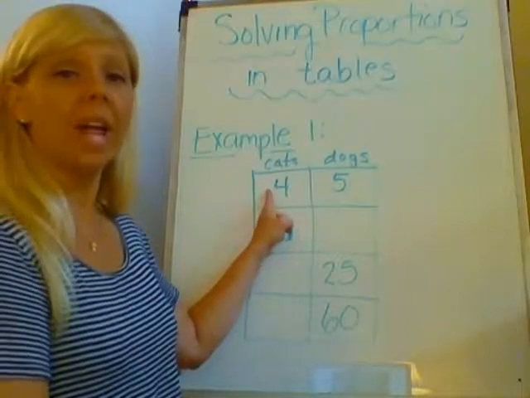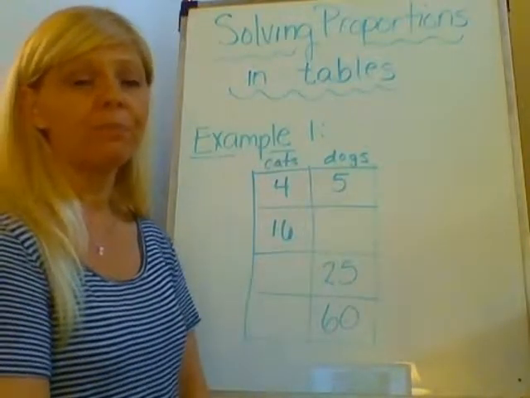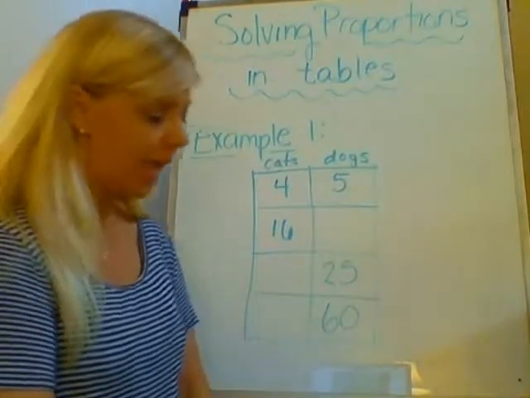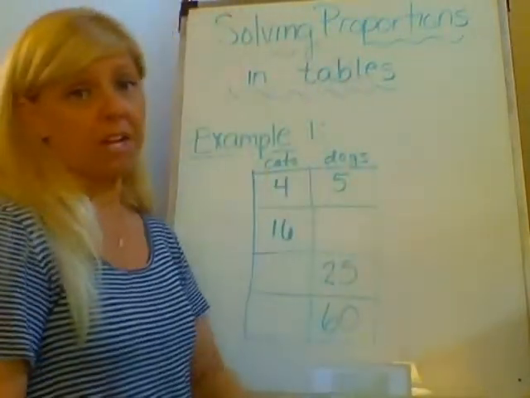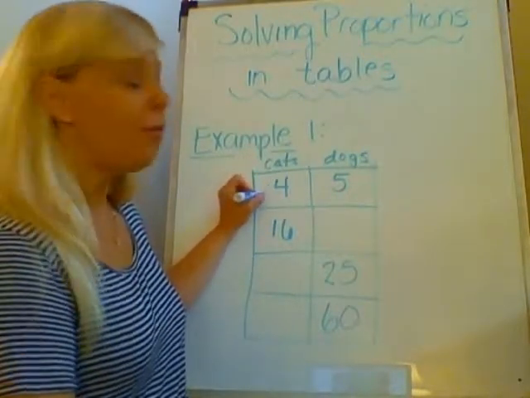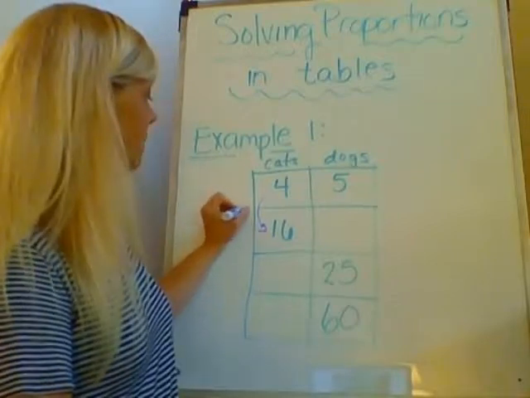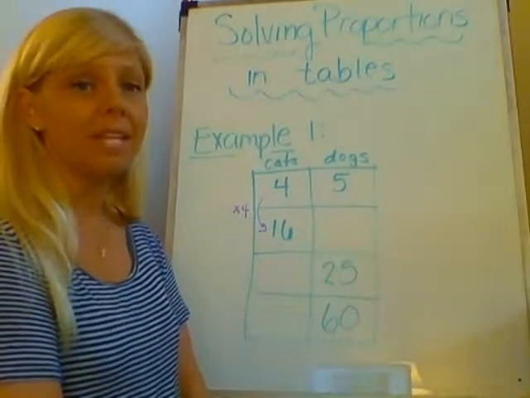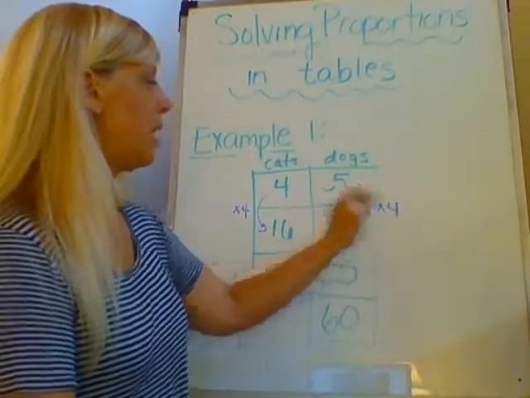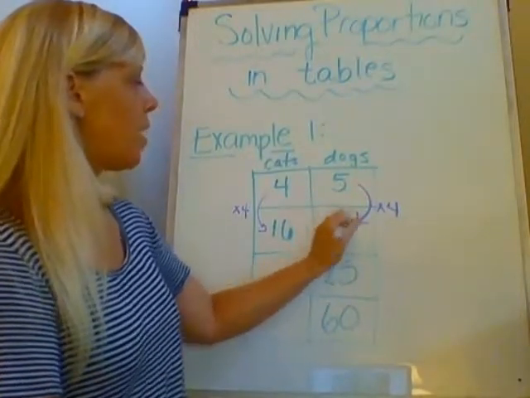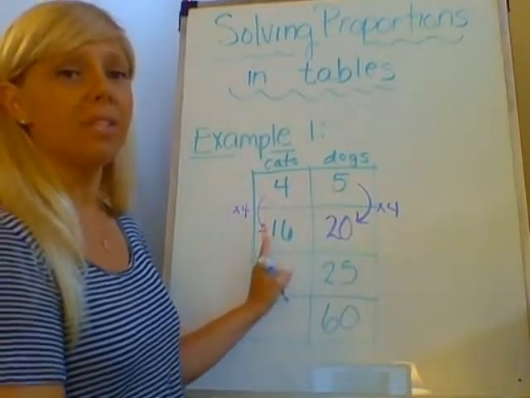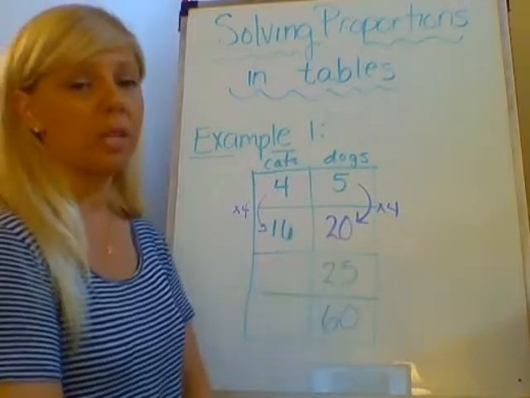We have 4 cats for every 5 dogs. So if I have 16 cats, I want to know how many dogs we have in our batch. So if we look at this, I can see that 4 is being multiplied by 4 to make 16. So that means my 5 also needs to be multiplied by 4, and that makes 20. So if I have 4 cats to every 5 dogs, that means for every 16 cats, I have 20 dogs.